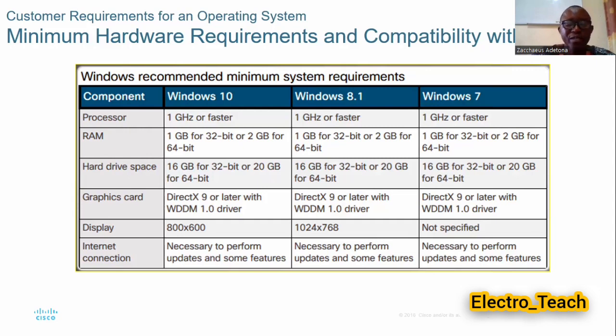Hard drive space, the space needed on the hard drive to install the OS: Windows 10 needs 16 gigabytes for 32-bit or 20 gigabytes for a 64-bit operating system. Same for Windows 8.1 and Windows 7. Graphics cards also require the same: DirectX 9 or later with a WDDM 1.0 driver. These are the same requirements for the three operating systems. For display, Windows 10 requires 800 by 600 pixels. Windows 8.1 requires 1024 by 768. For Windows 7, it is not specified.